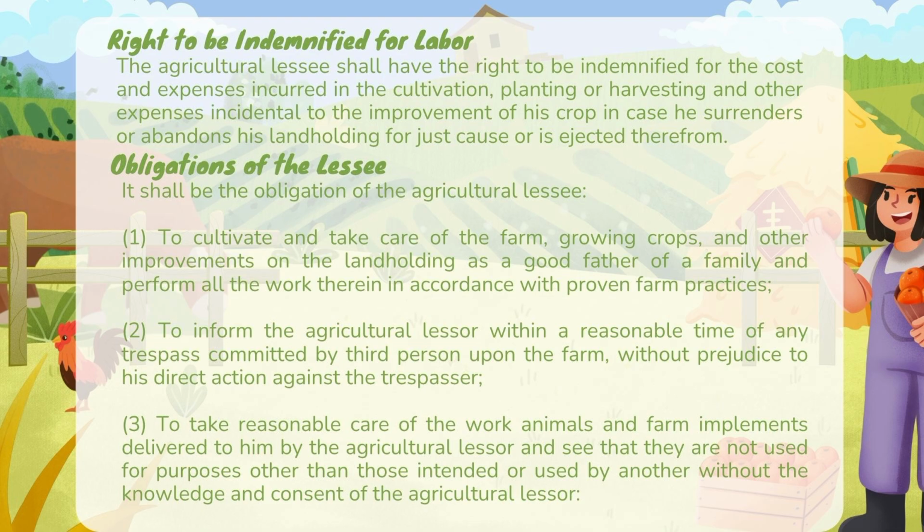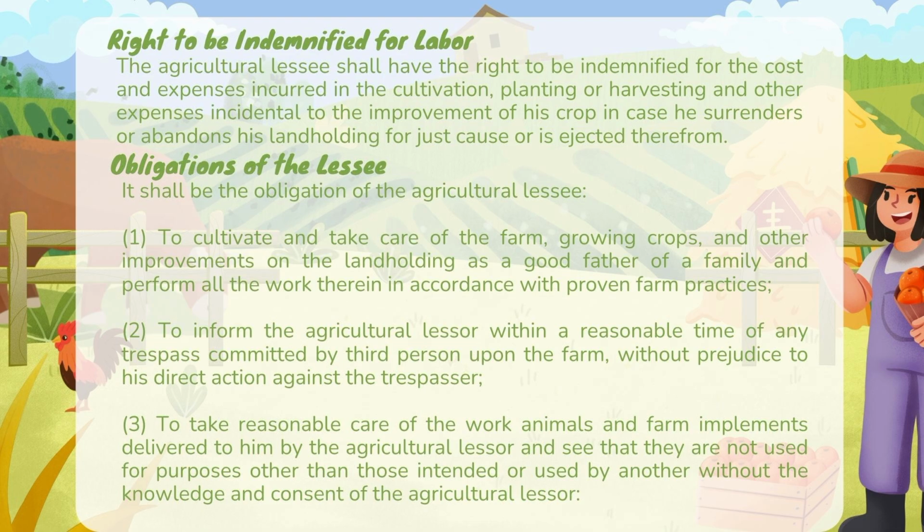Obligation of the lessee. Number 1 is to cultivate and take care of the farm, growing crops and other improvements on the landholding as a good father of a family and perform all the work therein in accordance with proven farm practices. It means the farmer must cultivate and take care of the farm, crops and improvements as a responsible person would, following good farming practices.